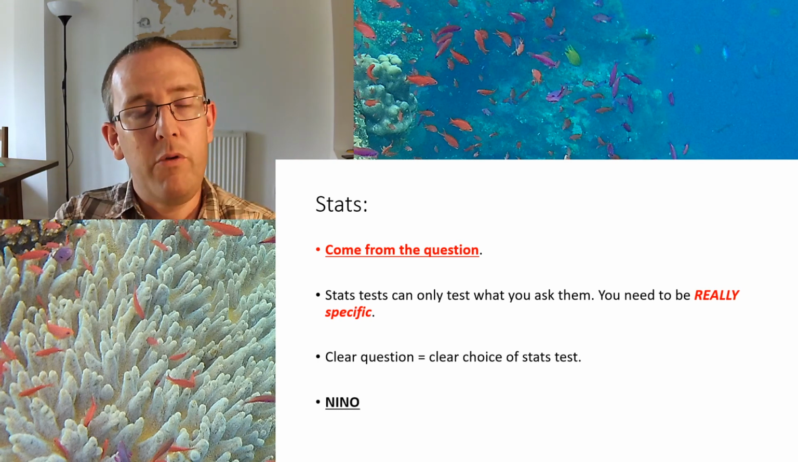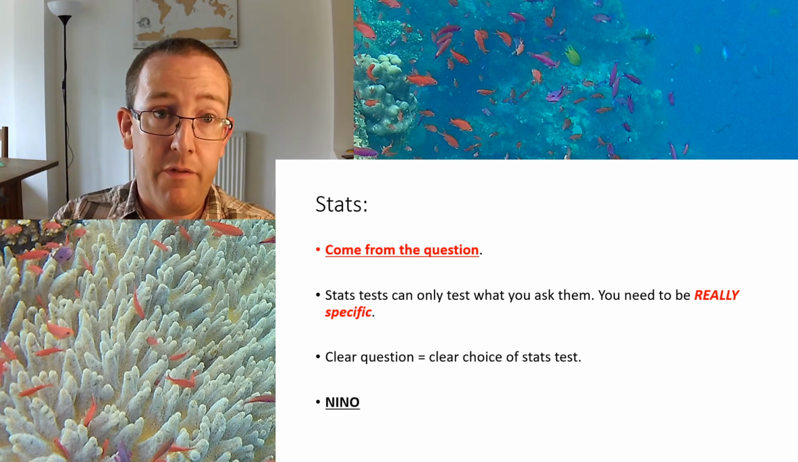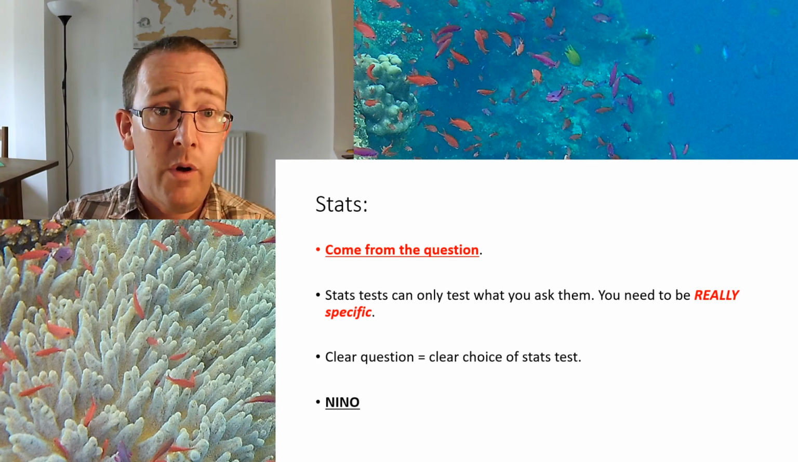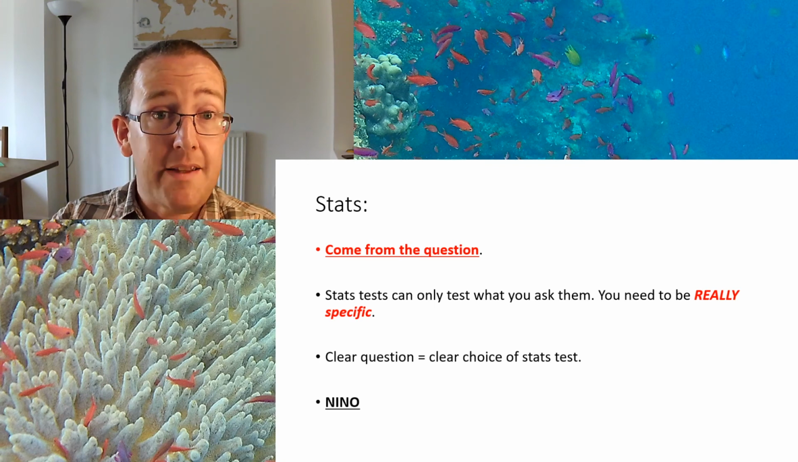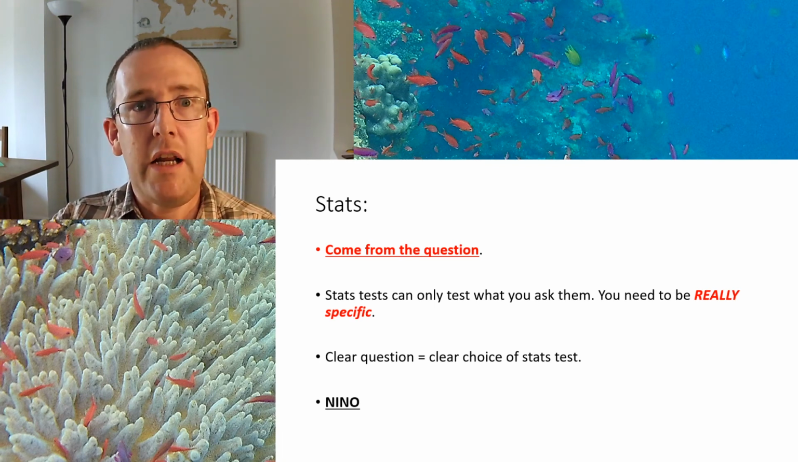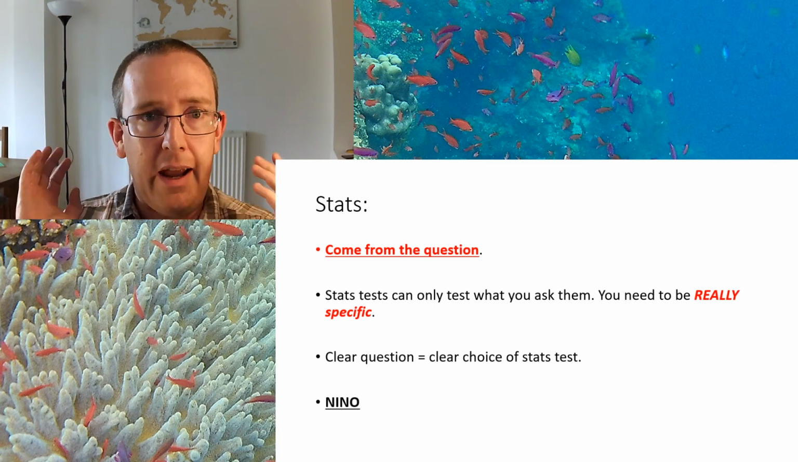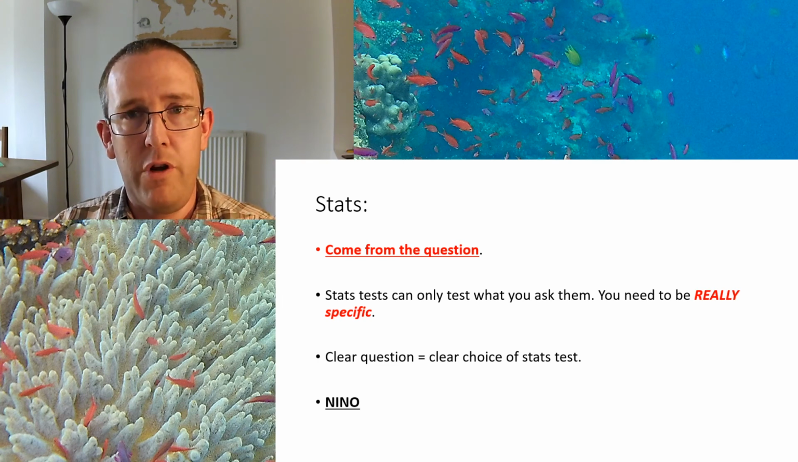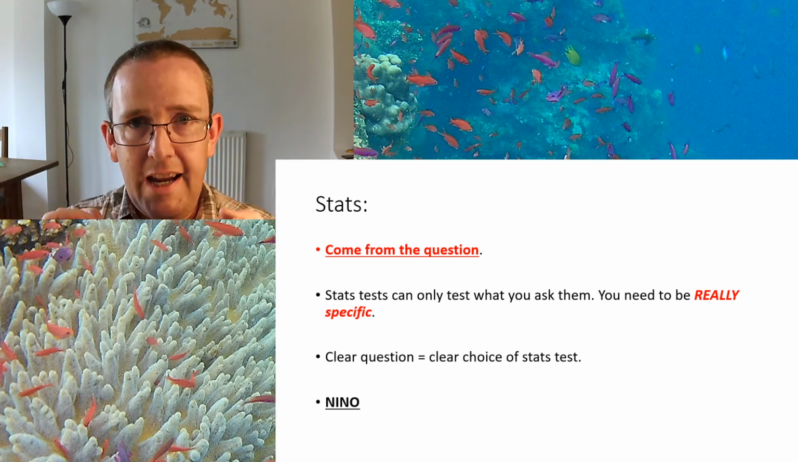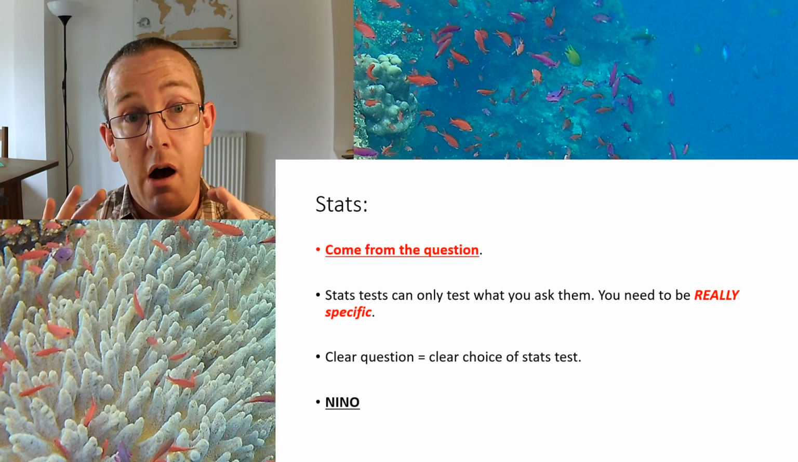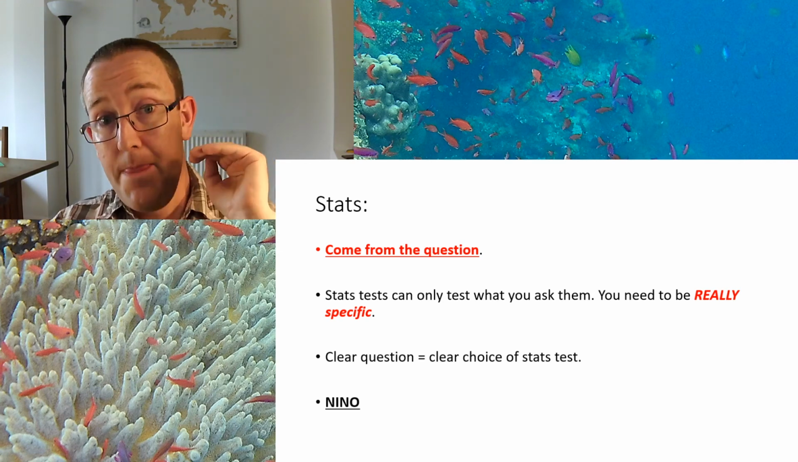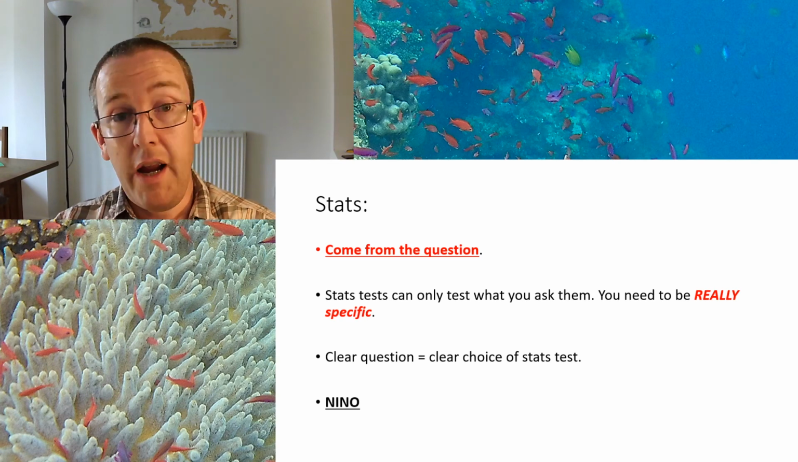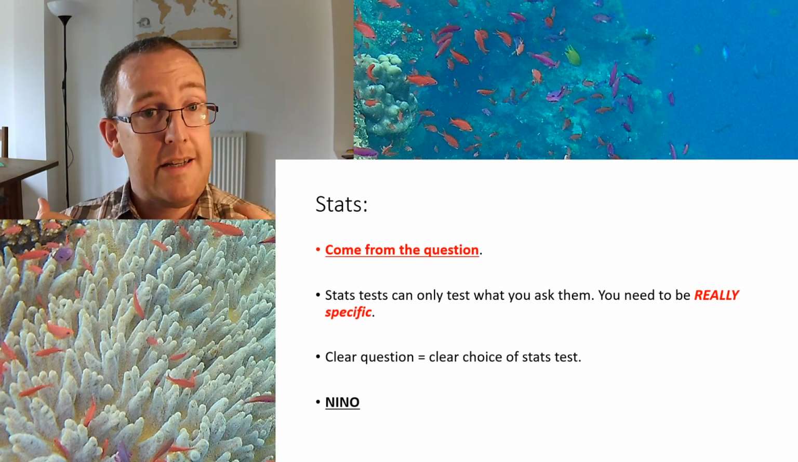Okay? And I want to introduce you to this little acronym that I like very much, NINO, N-I-N-O, which basically means nonsense in, nonsense out. Doing the stats test is really, really easy. Bunging numbers in and getting numbers out, your calculator will do that for you, right? The trick is picking the stats and asking the right question. That's what you're going to be assessed on in the A-level. That's where the skill is. Just bunging numbers in and getting them out is easy.